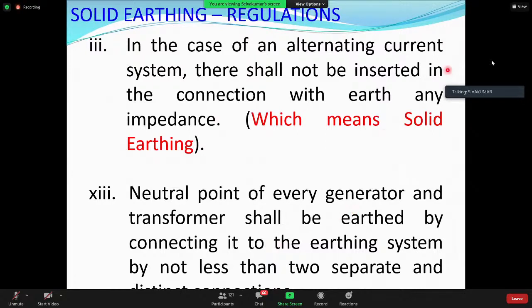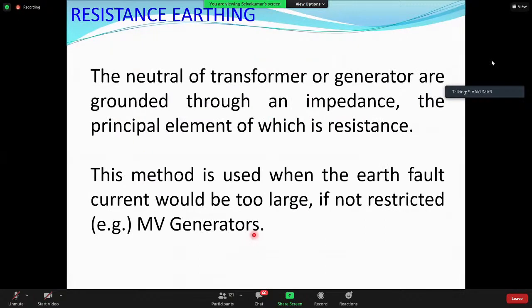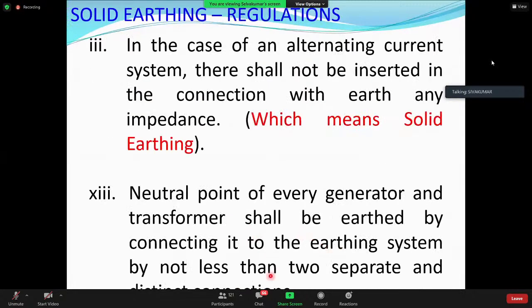Suppose in your house some leakage is there and you touch it, because of solid earthing the current will be very huge, and the fuse will blow. So even without any need for an ELCB or ELR, in solid earthing, because of the huge current during fault, the fuse itself will blow or the breaker itself will trip. That is why the standard insists on solid earthing for all low voltage networks. Below 650 volt networks, solid earthing is insisted on in the regulation in India.